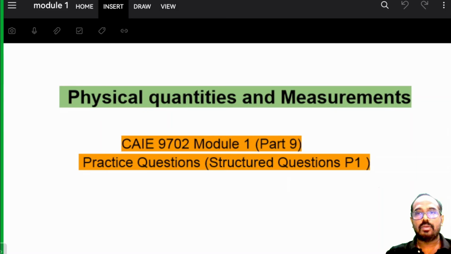In the last video, we discussed vectors and scalars, vector addition and vector resolution, all that theory. With that video, I have already explained the concepts and the theory part from module 1, physical quantities and measurements of the series. In today's session, we are going to practice structured questions.